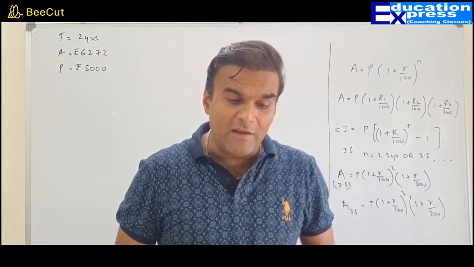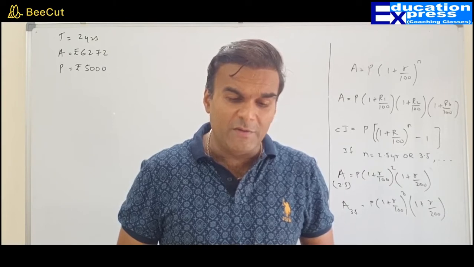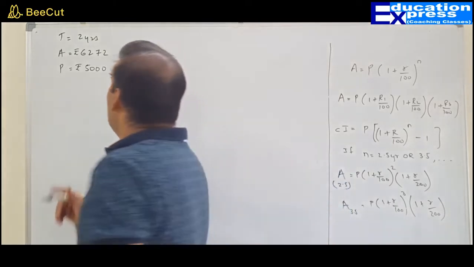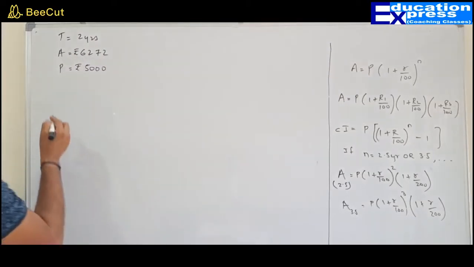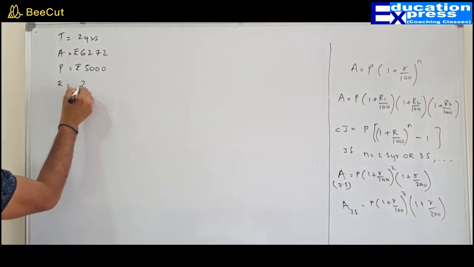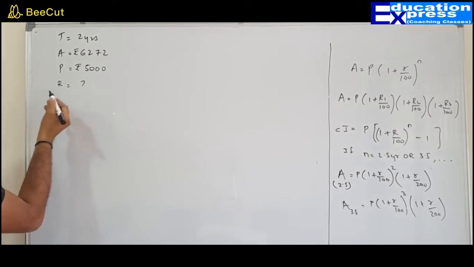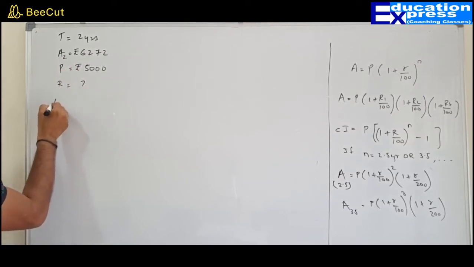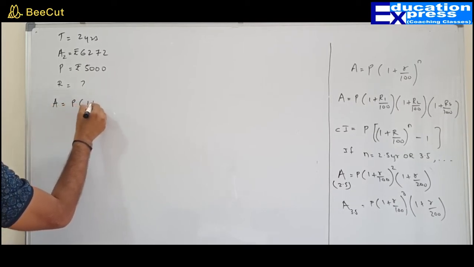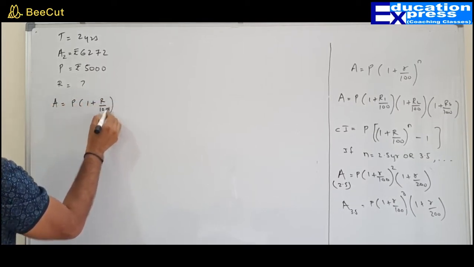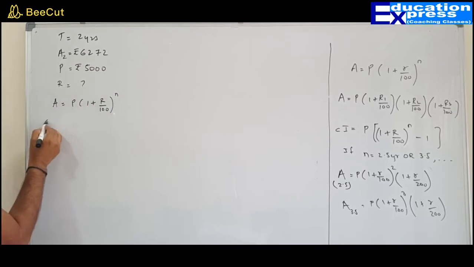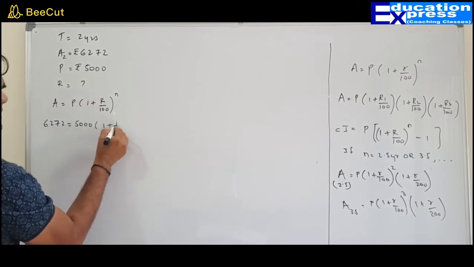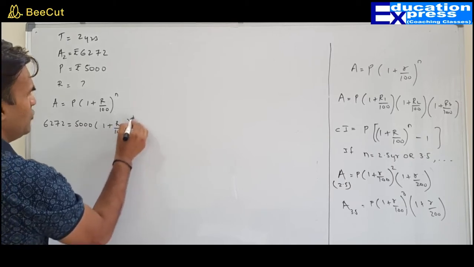Now what are they asking? Find the rate of interest per annum and the amount at the end of 3rd year. We can easily find the rate of interest per annum by adopting the same formula as what we have used before. So this is the amount at the end of 2 years. Amount equals principal (1 plus r upon 100) raised to n. What is amount? 6272 equals 5,000 (1 plus r upon 100) raised to n.